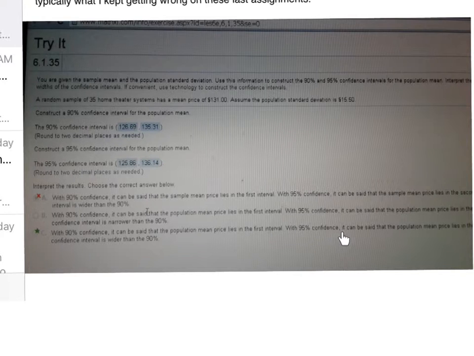With 95% confidence, it can be said the population mean price lies in the confidence interval. Okay, what does that mean? Well, if you were to take 100 samples of data, then 95 of those intervals, 95 times out of 100, this interval would literally contain the population mean. Five times it would not, and so that's the meaning of this interval and this information.